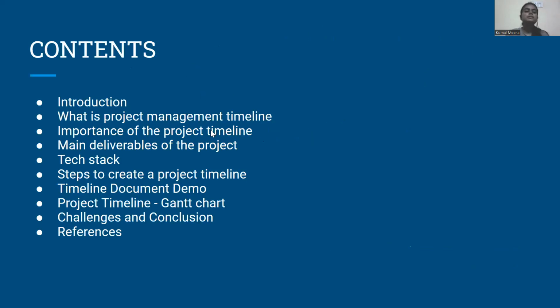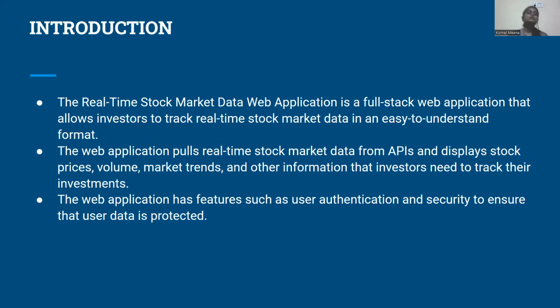Okay, so this is the list of contents that we are going to see. Firstly, the introduction of our web application. Then we will see what a project management timeline is. Then we will see its importance. Then we will see the main deliverables of our project. Then we see the tech stacks that we have used in this project. And then we will see the steps that we needed to create a project timeline. Then we will have a demo of our timeline document. Then we will see the Gantt chart that we have created of our project timeline. Then we will see the challenges and the conclusions. And at last, references.